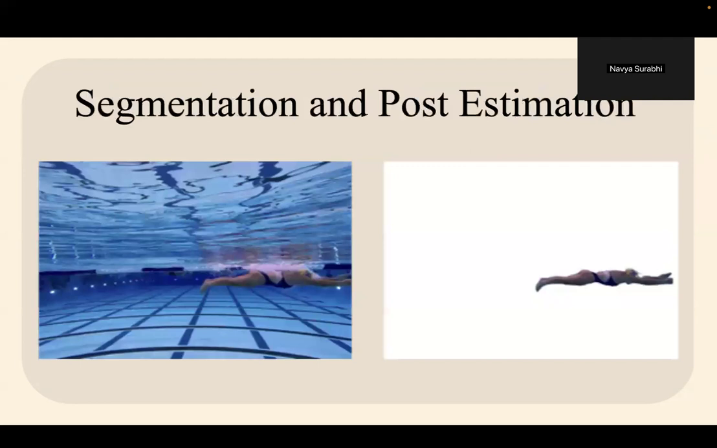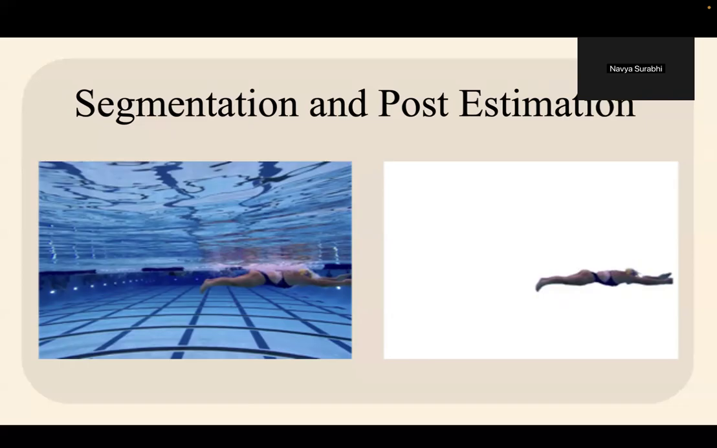So here are the outputs for the frames. Here we start with the original underwater frames, which you can see here, and it contains the swimmer along with various visual distractions like the pool tiles, lane markers, and the bubbles.